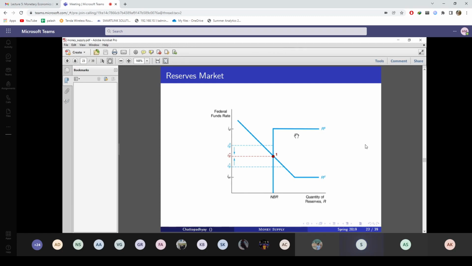The intersection between this reserve demand and reserve supply is going to give you this equilibrium at point 1, with the equilibrium interest rate at IFF and the non-borrowed reserves NBR. This is basically what we have done.